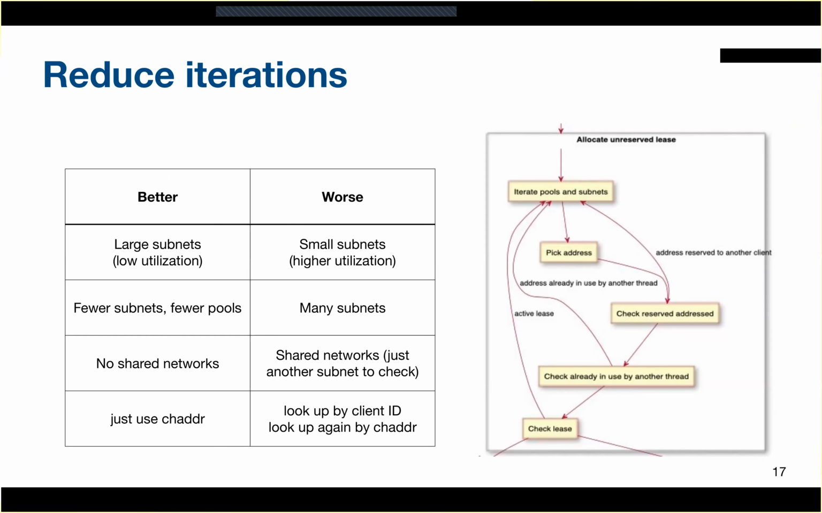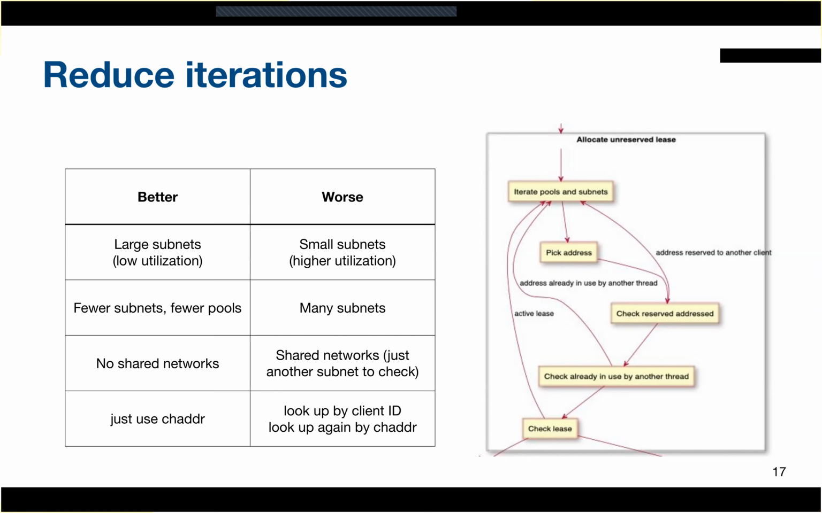Okay, so here's a bunch of general recommendations on how you can reduce internal iterations in Kea. If you have large subnets which have low utilization, this is better than small subnets with high utilization. Also, if you have fewer subnets and fewer pools, Kea internally has fewer configuration structures to iterate through, so it will be more performant.